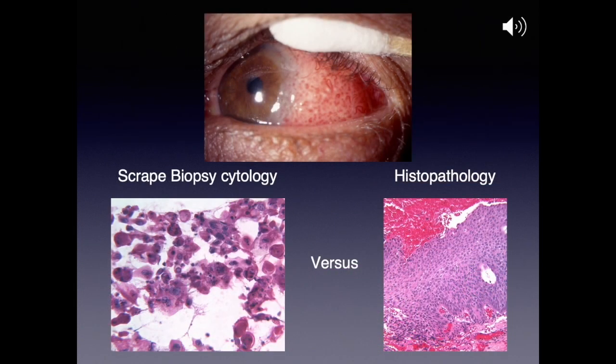Here's another case. Few of you in the audience would consider that the tumor above was anything but malignant squamous ocular surface neoplasia. On the bottom, we see that the scrape biopsy shows multiple cells, but does not show the behavior of those cells as they may or may not invade. On the right, however, we see histopathology, which gives us both cells and their behavior as invasive or non-invasive.